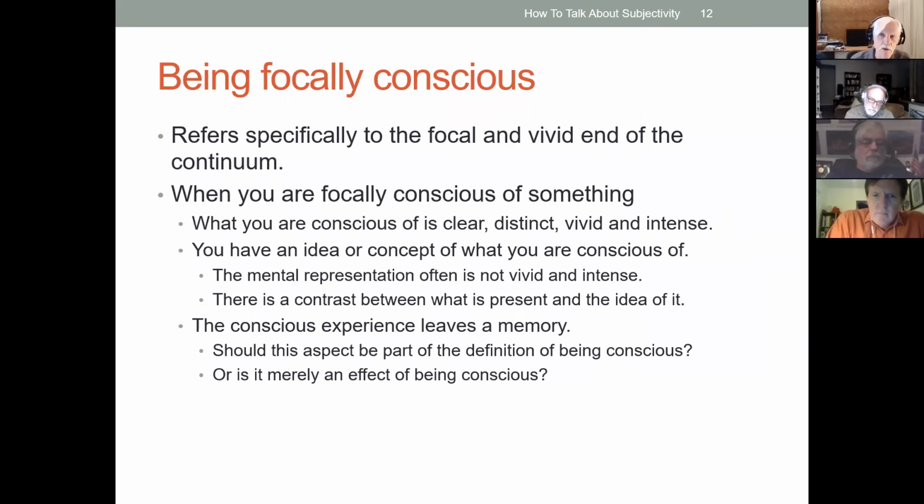And what makes it conscious is that there's a sort of contrast between what's present right in front of you, the phenomenal part, and the idea of it. That's my assertion. We can talk about that if you like.